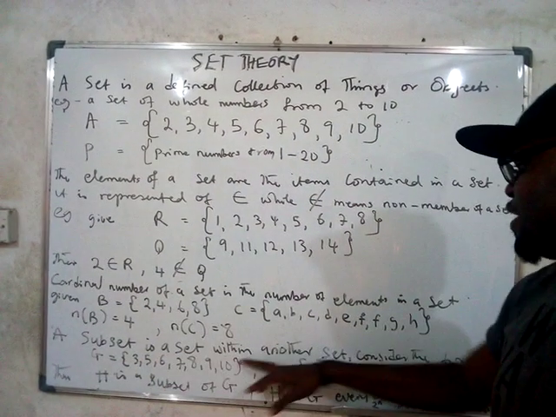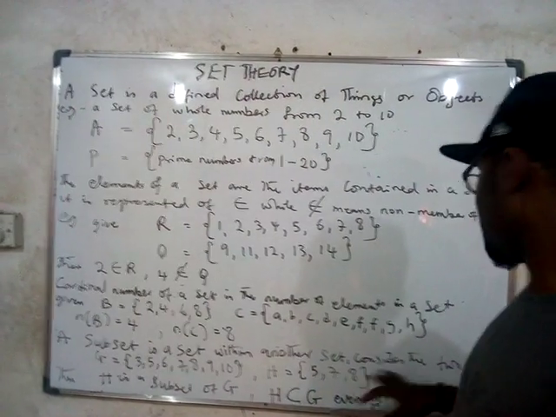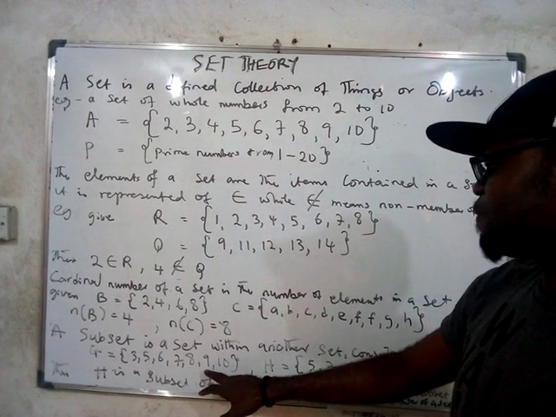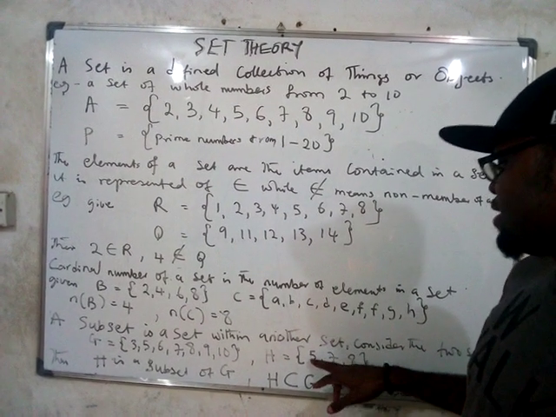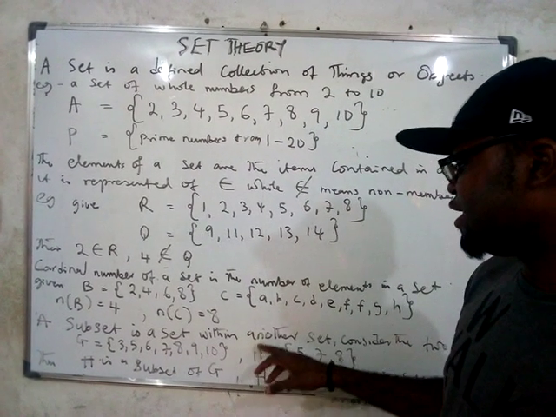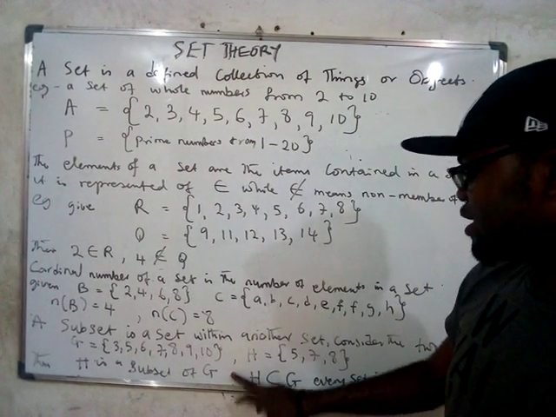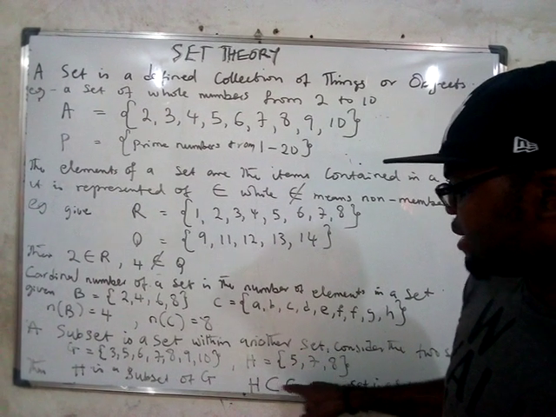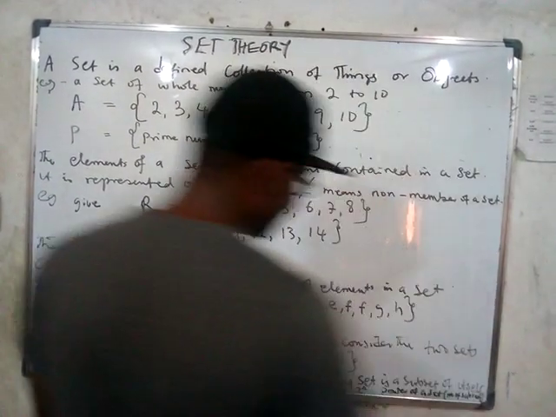A subset is a set within another set. So consider these two sets. This is set G containing 3, 5, 6, 7, 8, 9, 10, and another set H containing 5, 7, and 8. You can see that this 5, 7, 8 is also here. So you can say that H is a subset of G, and you can represent it using this symbol. The bigger side is representing the superset, whereas the smaller side is representing the subset.